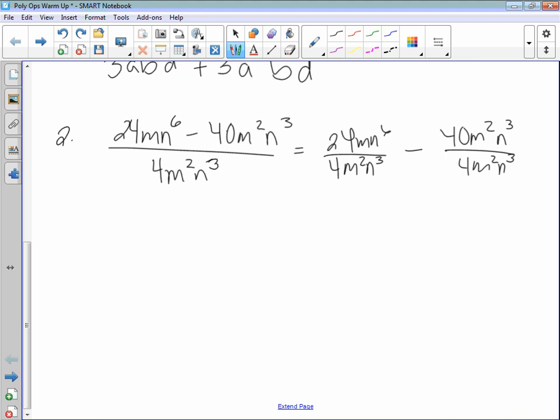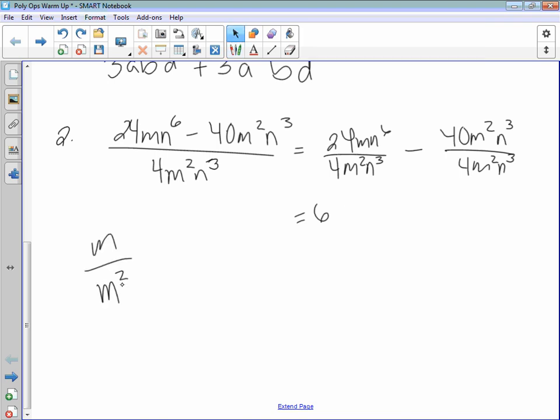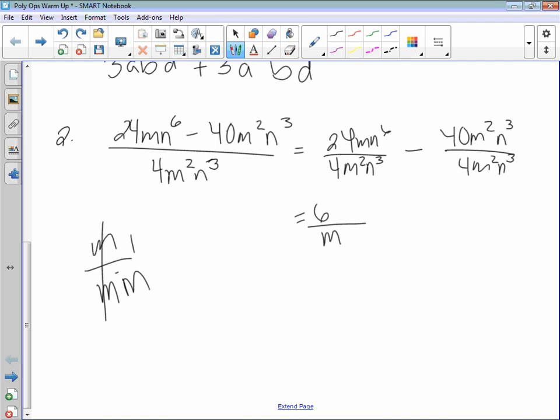24 over 4, we all know is 6. Now, I have one m in the top, and I have two m's in the bottom. Just isolate that piece for a second. M squared is like m times m. So m divided by m cancels out to 1, and I'm left with an m in the bottom. So that means I need m down here in the bottom. Did I lose you? M over m squared ends up being 1 over m, but it has to be in the denominator. When you have one m in the top, it gets outpowered by the two m's in the bottom. So when you simplify it, the m needs to stay in the bottom. That's what it means.